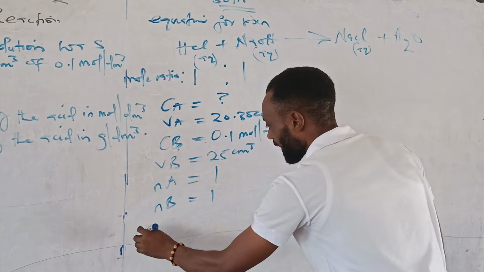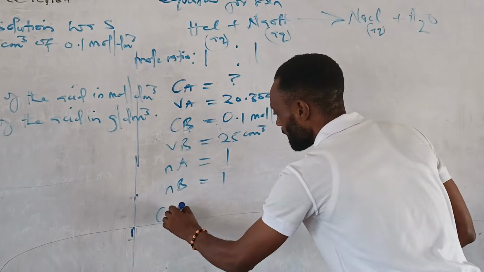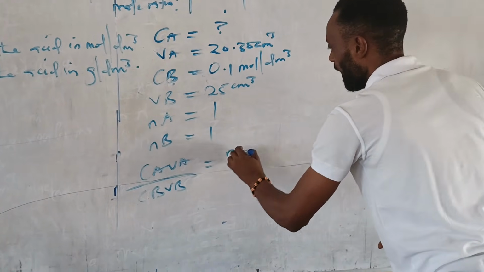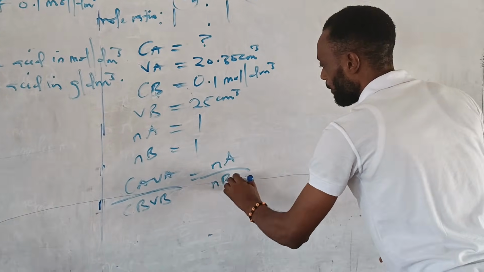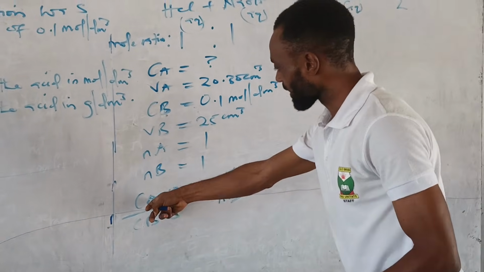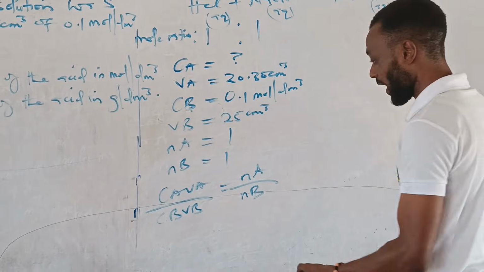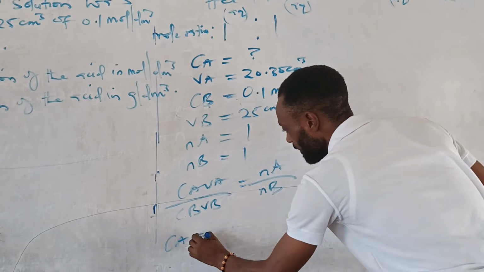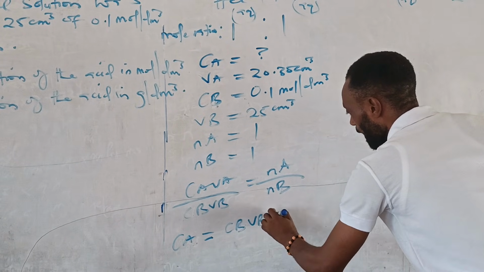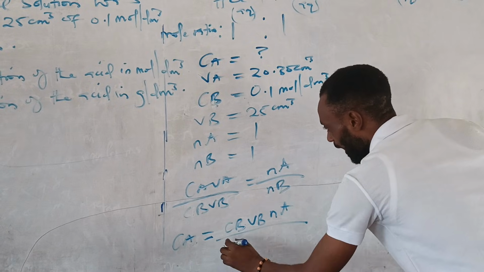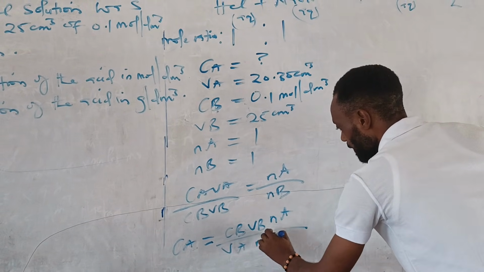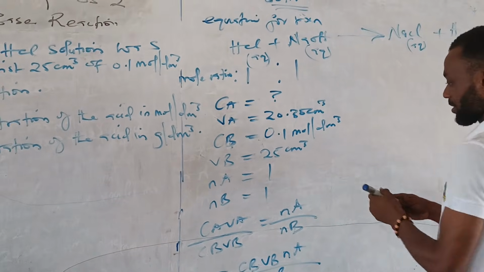So with this, we can now bring out our formula that says CAVA over CBVB equals NA over NB. Now, making our CA the subject of the formula, because that is what we are looking for, we have CA equals CBVB NA over VA NB.